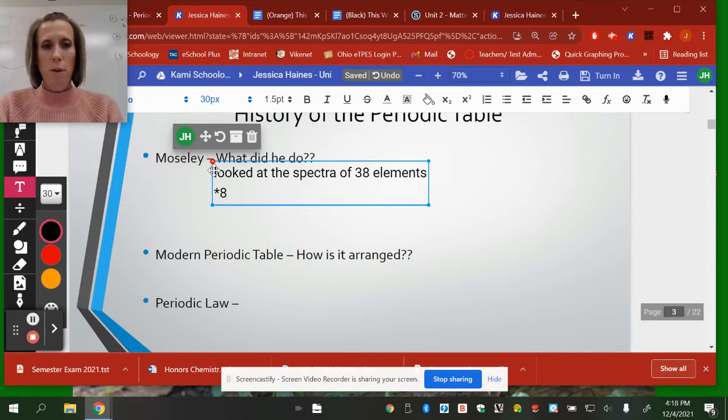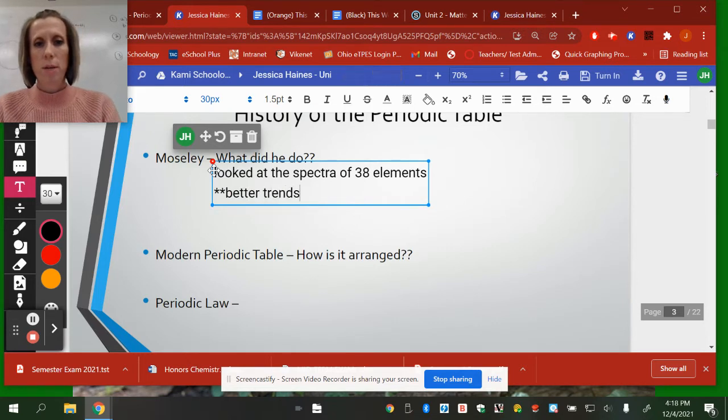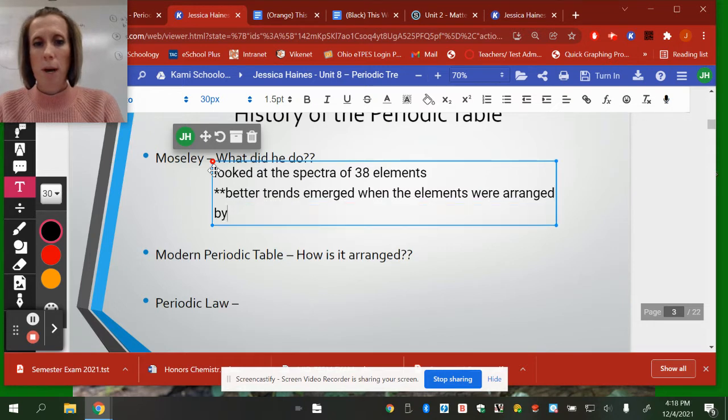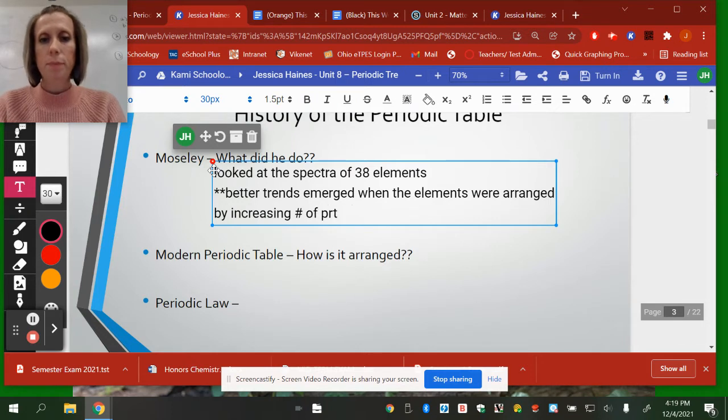So better trends emerged when the elements were arranged by increasing number of protons, which we know is atomic number.